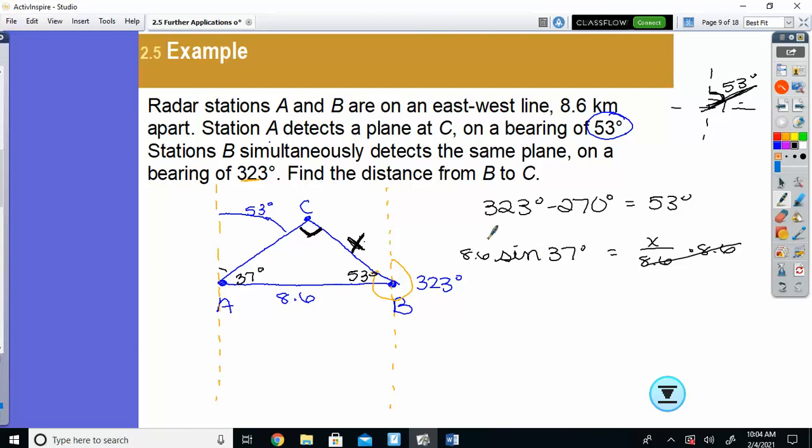Calculators need to be in degree mode. Let's answer using significant digits. If I'm looking at my other side that I gave you, 8.6 is just 2 significant digits. So if I were to answer this with 2 significant digits, it would be 5.2 kilometers.